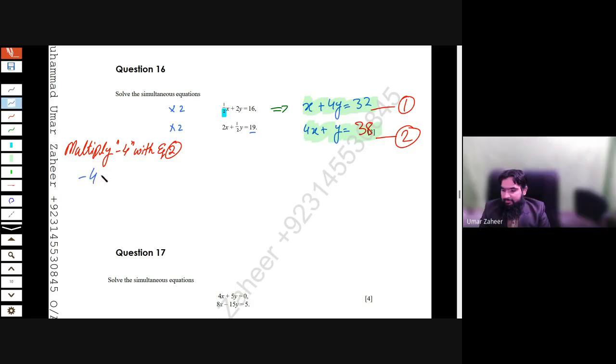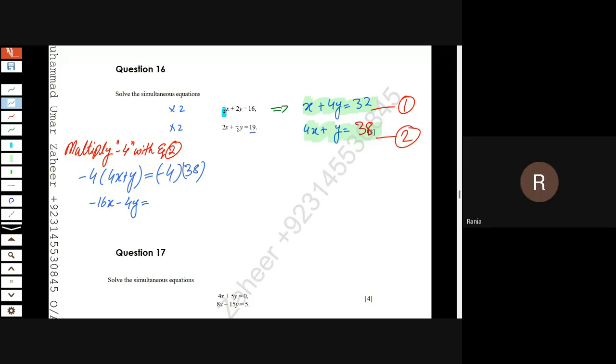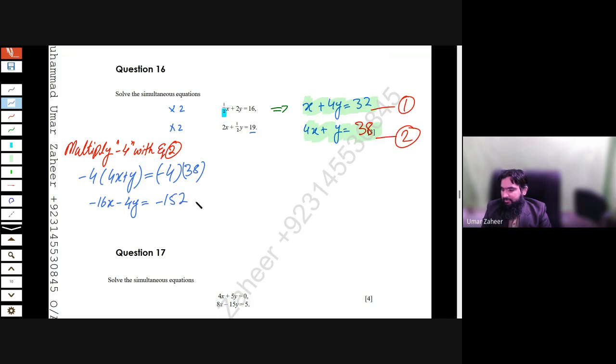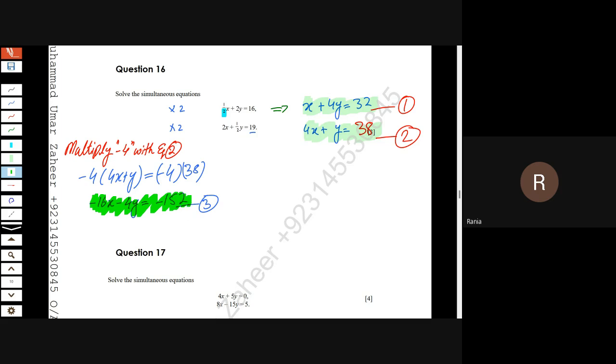So minus 4 multiplied by 4x plus y is equal to minus 4 multiplied by 38. Minus 4 multiplied by 4 will be minus 16x minus 4y is equal to minus 152. It is the new equation. Yes, Arisha, what will be the next step? Yes, Rania. Sir, we will add both terms.